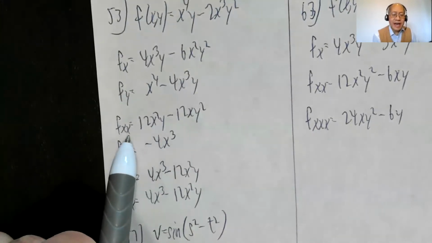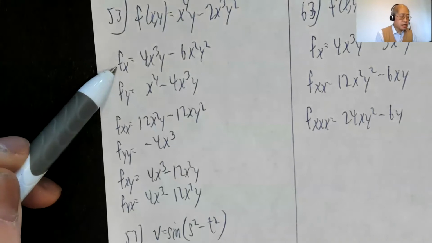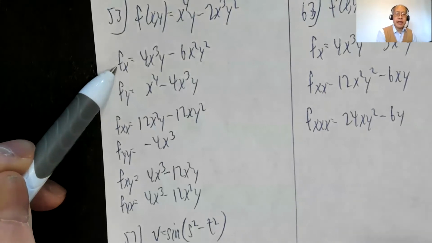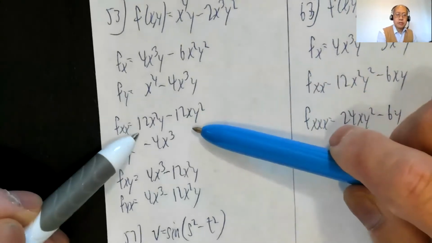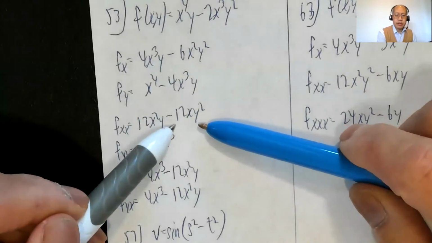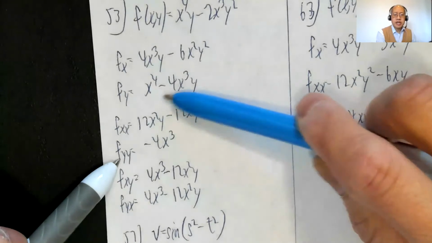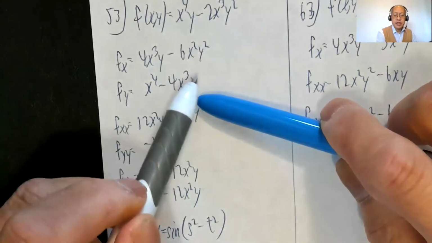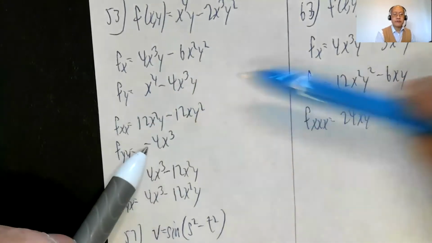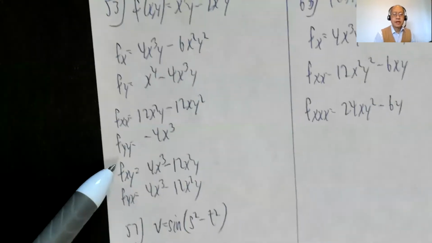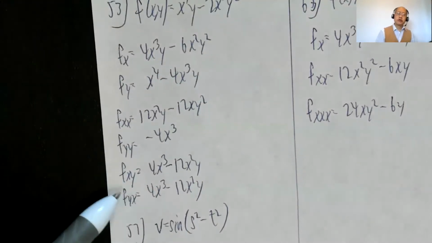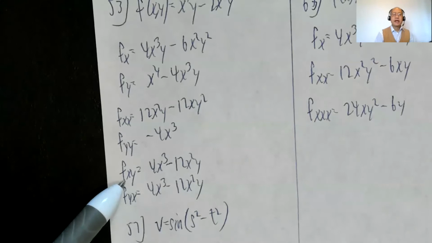Okay, fxx. Take the derivative with respect to x and differentiate again with respect to x. So 12x squared y minus 12xy squared. Fyy, differentiate this with respect to y, that's nothing. That's considered a coefficient, so -4x cubed. And the mixed partials, they should be the same. I did them both just to check.